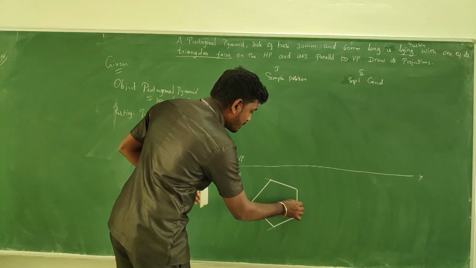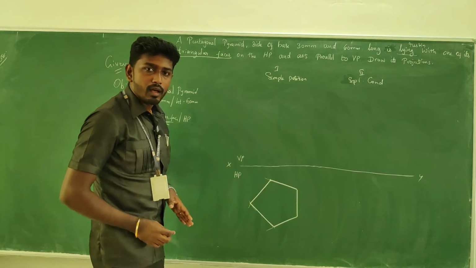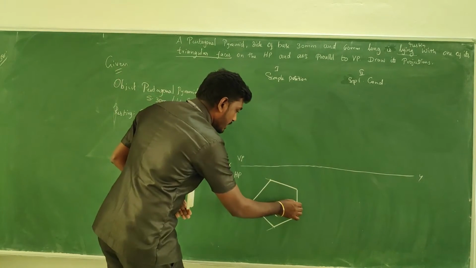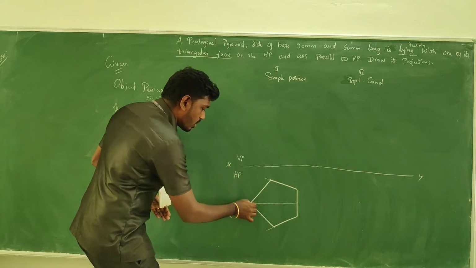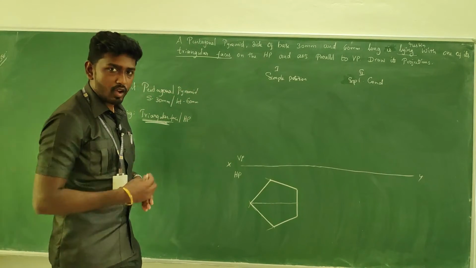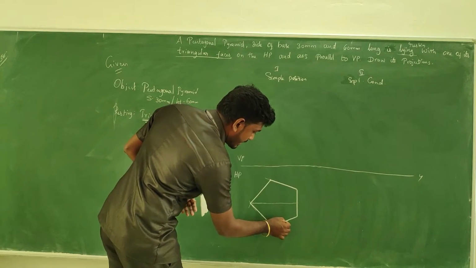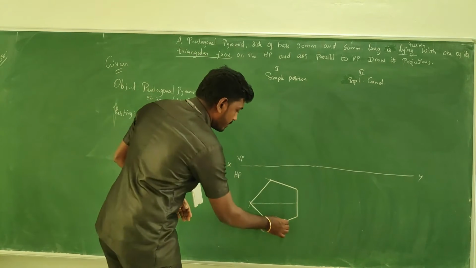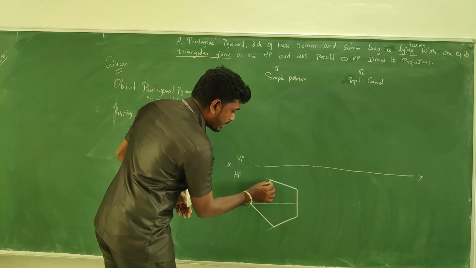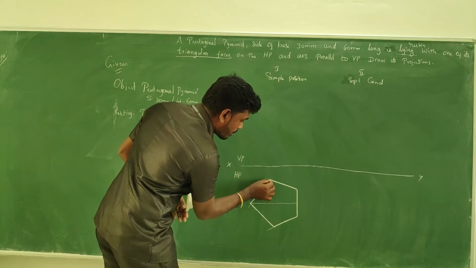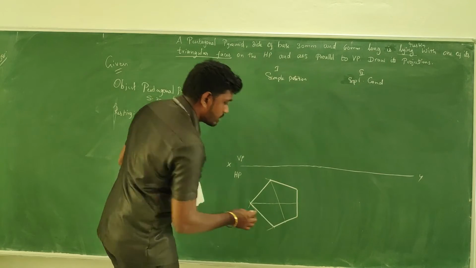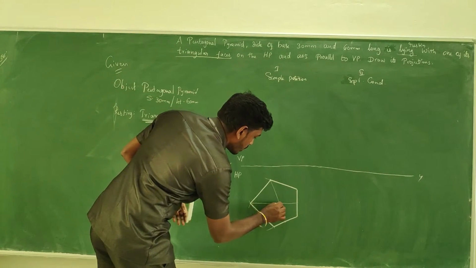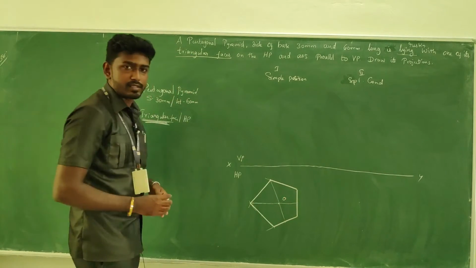Just take a midpoint for any of the sides and take a line to the opposite corner. In the same manner, take the midpoint of the adjacent side, and from that point take a line to the opposite corner. So it will be like this. This is the point O, which is the apex.